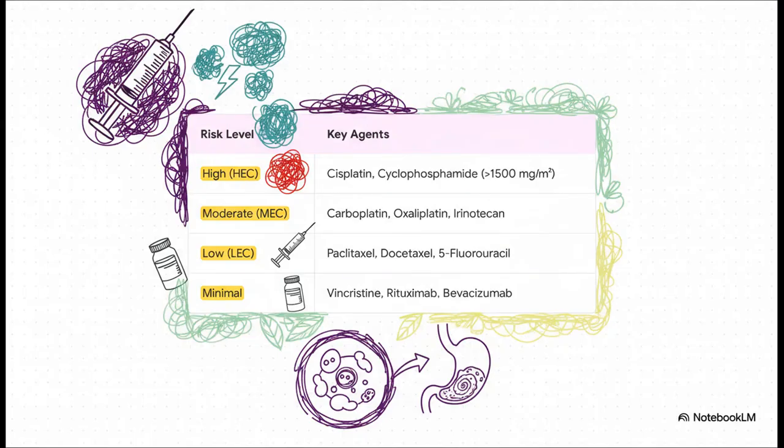So take a look at this table. It's got some of the big players for injectable drugs. For your exam, you absolutely have to know that cisplatin is the classic textbook example of a high-risk agent. And notice how cyclophosphamide can be either high or moderate risk. That just depends on the dose. It's a great reminder that it's not always just the drug, but how much of it we're using.